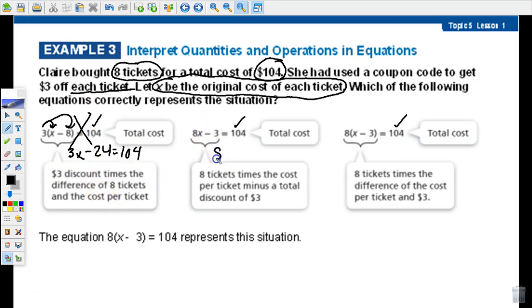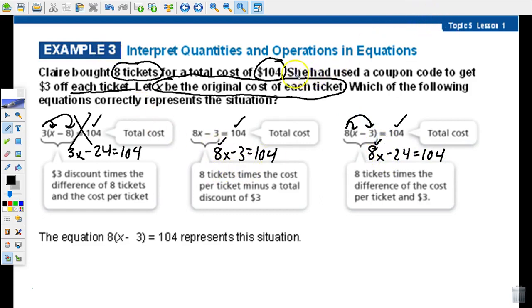For this one, I've got 8X minus 3 equals 104. I see 8X, so that's good. For this one, I've got 8 times x, I'm distributing, so I get 8x, and then I distribute this 8 to get negative 24 equals 104. So this 8x is good too. I see 8x, I see 8x.